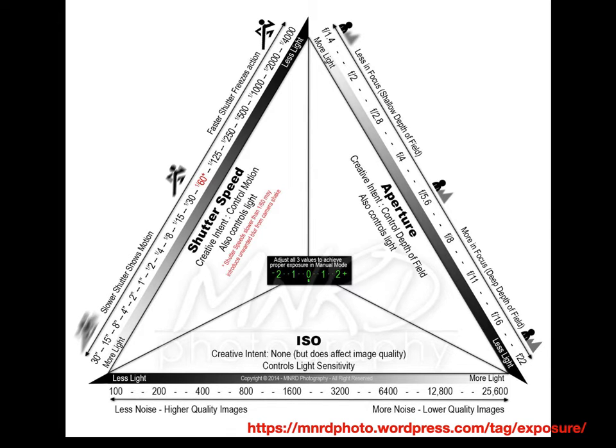Aperture settings on the right show you the numbers that you're going to encounter when you use your aperture, and it shows you where you have less depth of field and more depth of field, from f1.4 if you've got a really big lens, down to f22 on the smaller end.